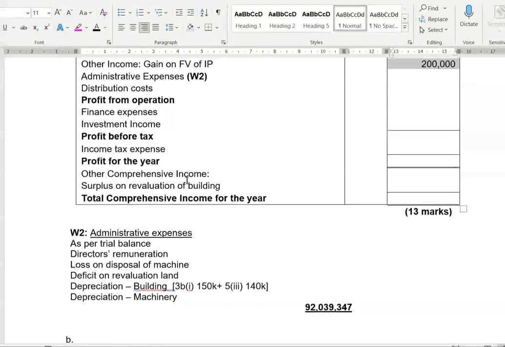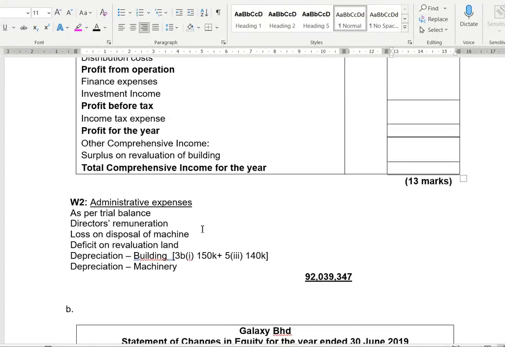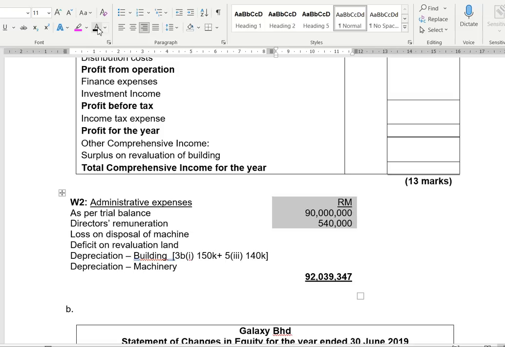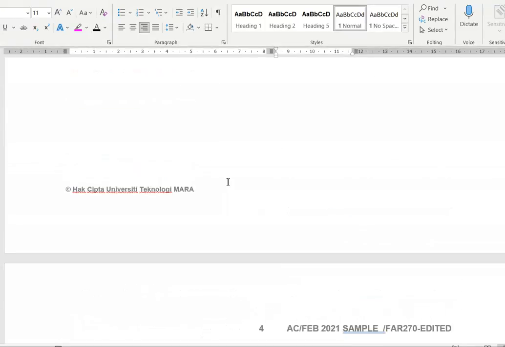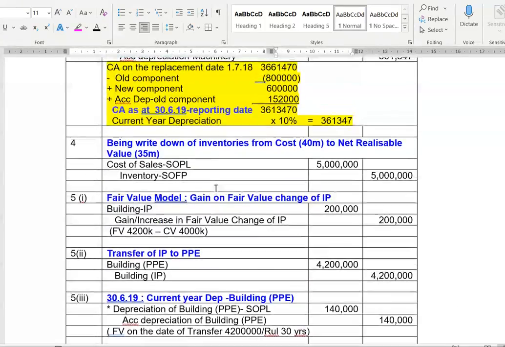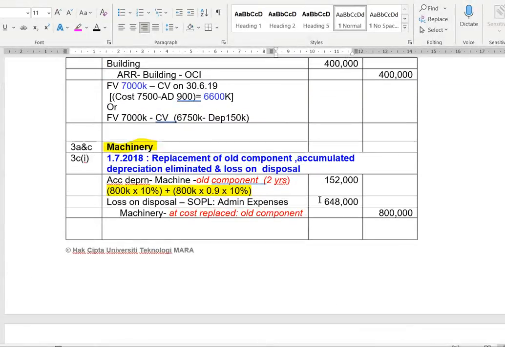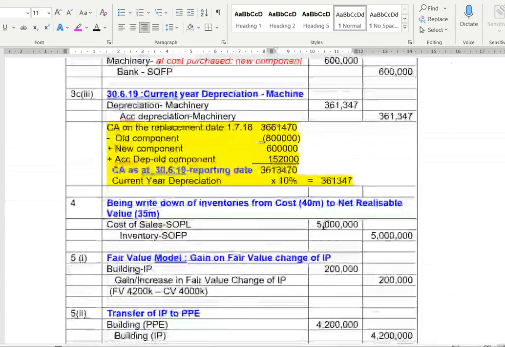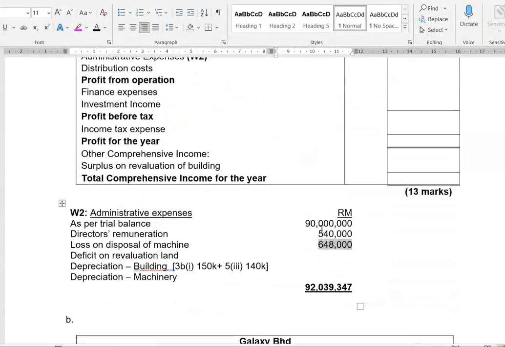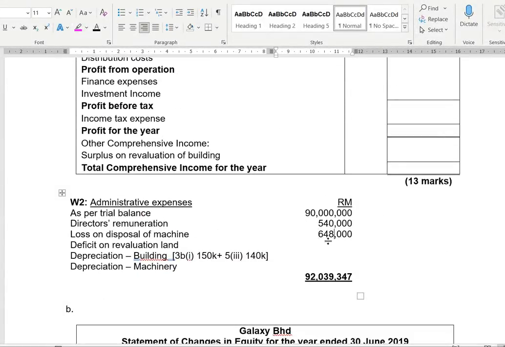Next is the admin expenses. Go and show the workings for admin expenses as per the trial balance. This is the amount; go and check your trial balance. Director's remuneration, no adjustment. Loss on disposal: this loss is from the adjustment that you have done on the replacement of the machine. This is the one that you are going to include there, which is 648,648, and therefore that loss should be included here.